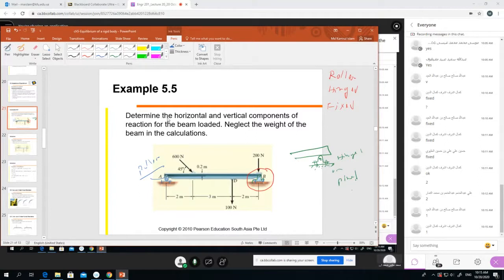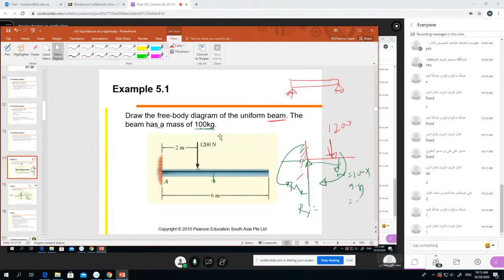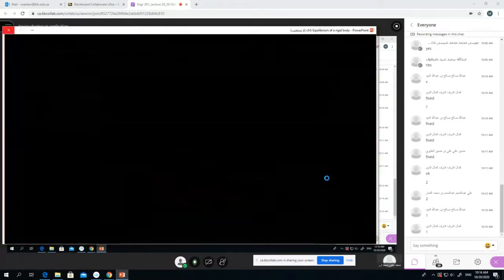Now, the problem is to determine the horizontal and vertical components of reaction of a beam loaded. Neglect the weight of the beam in the calculation. Now, when you solve the exam problem, you need to know something. Here they mention the beam has a weight of 100 kilonewton. When you draw the free body diagram, if weight is mentioned, then you have to consider it in the calculation.